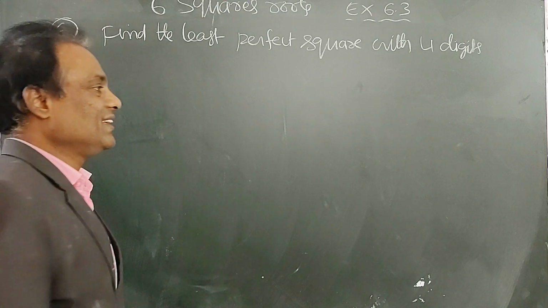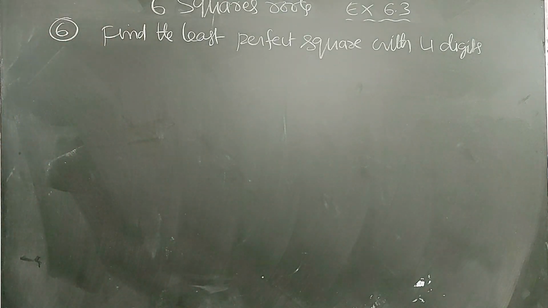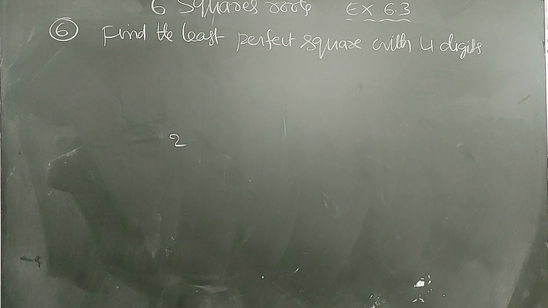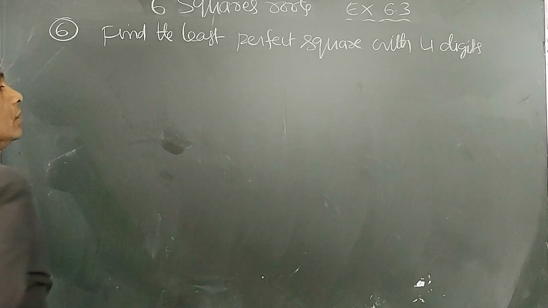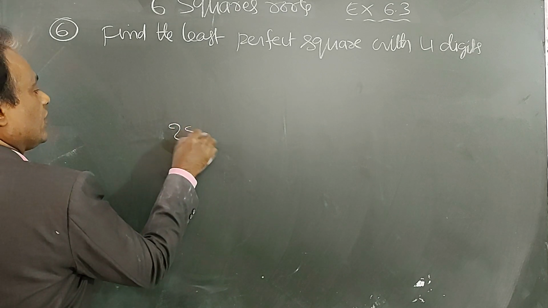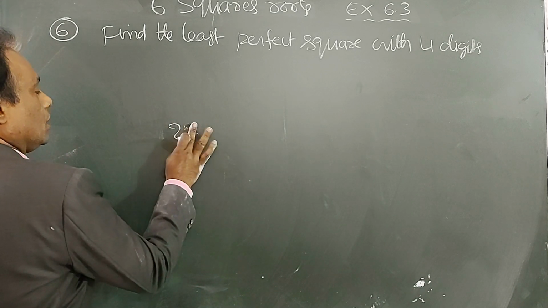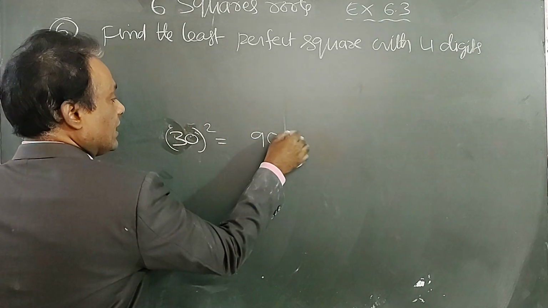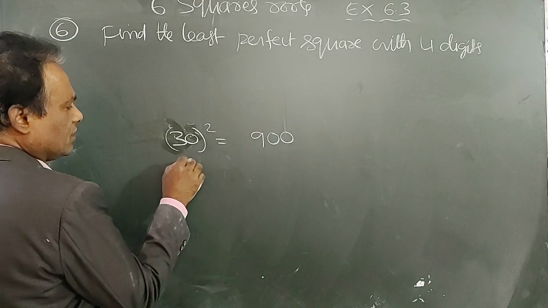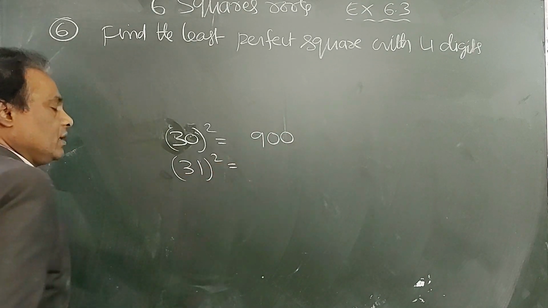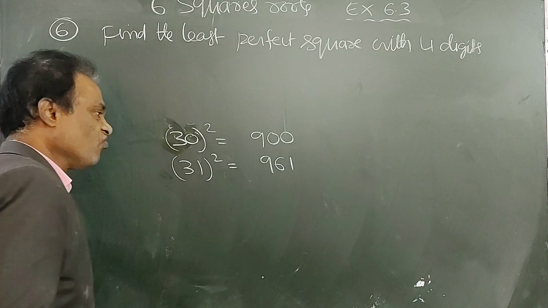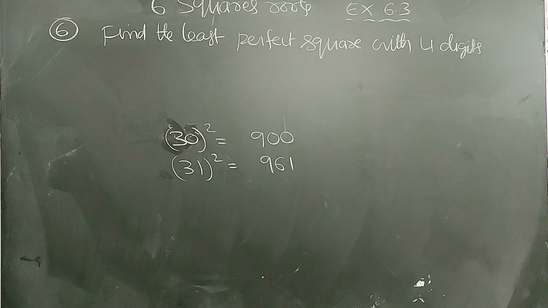So see students, 4 digits perfect square. 4 digits means it should have 4 digits. Suppose 30 square. 30 into 30, 900. It is not a 4 digit number. 31 square is 961. 31 into 31.